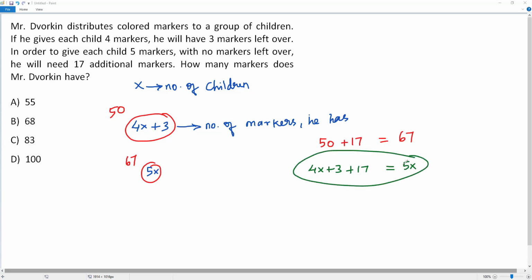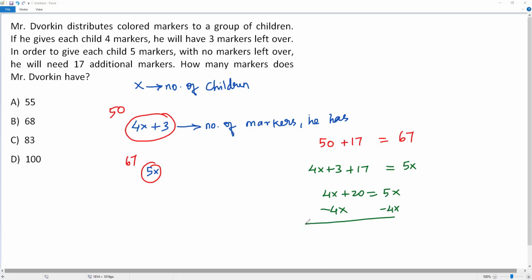Now we have to solve for x in this equation. 4x, when I combine these two numbers, I am getting plus 20 equals 5x. Let me subtract 4x from both sides of this equation. Then this positive 4x and negative 4x will cancel out. I am getting 20 on the left side. When I simplify this one, I am getting x. Here I got the value of x, that is 20. Now let me erase the numbers I have assumed. It is not required anymore.